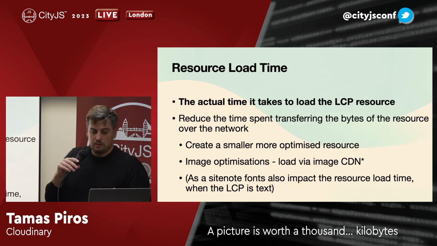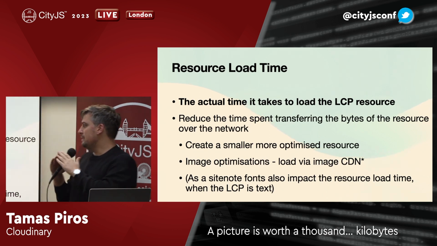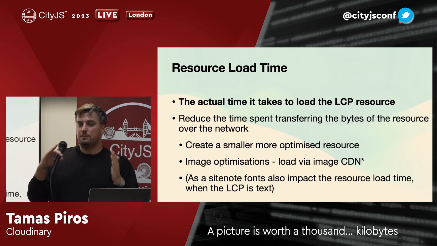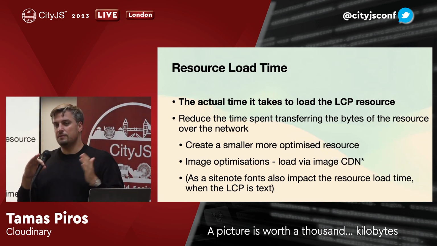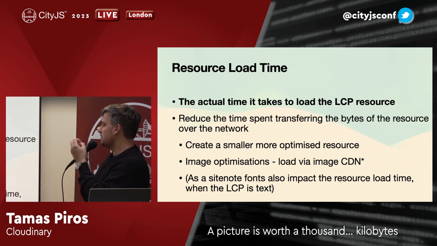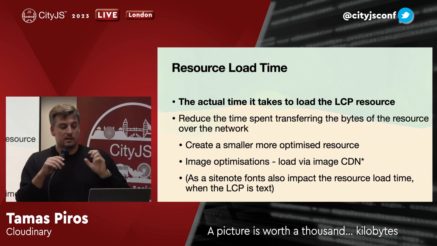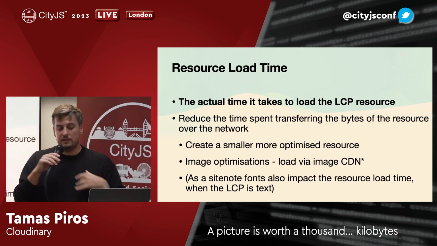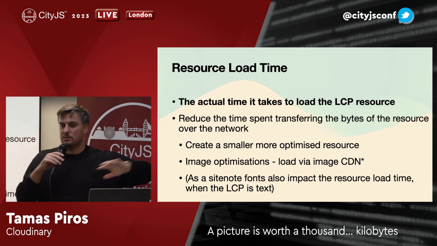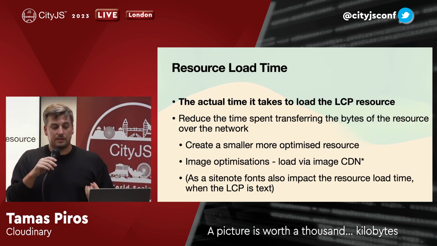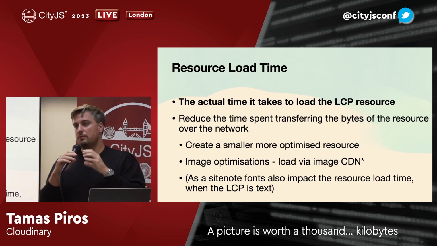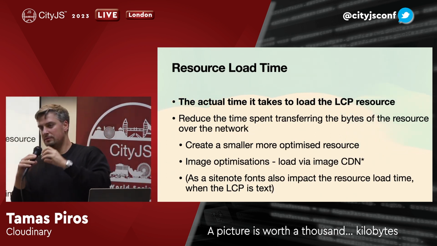Then there's the actual network transfer time. If an image is 5 megabytes, that's going to take a lot of time to transfer versus an image which is 50 kilobytes, right? So try to create small optimized resources, do image optimization, whether you do it via CDN or using one of these tools that I mentioned, it's fine. But just do something so that the size of the image that needs to get transferred over the network is smaller than the original, okay?